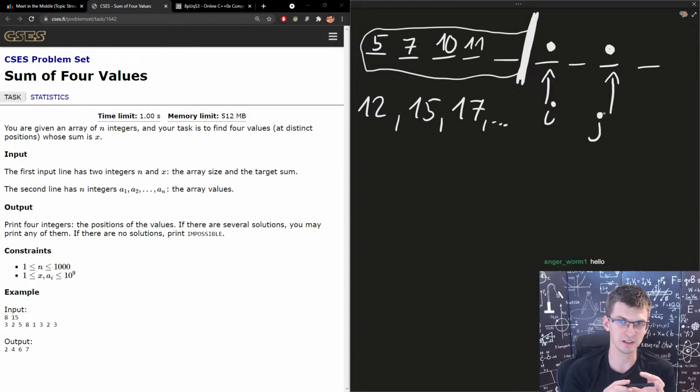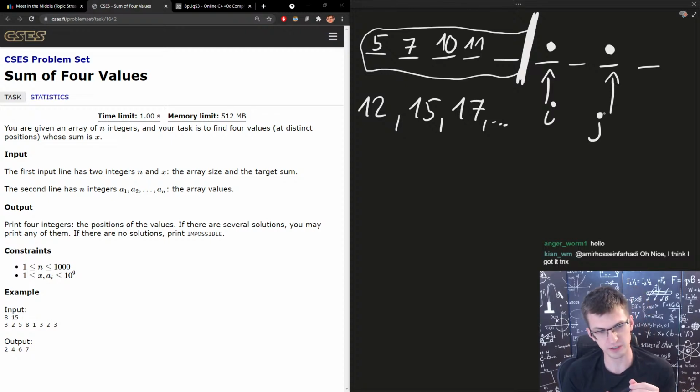Again, meet in the middle is not really like other techniques, like a segment tree, where it is some technique you need to use and then you will just copy-paste the code. No, it's very different in every problem.